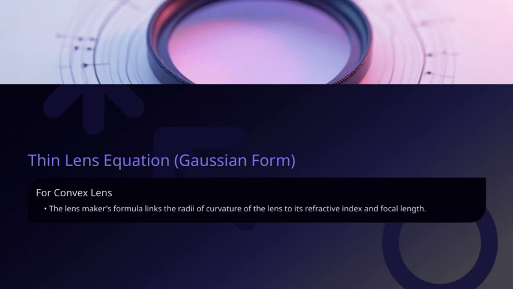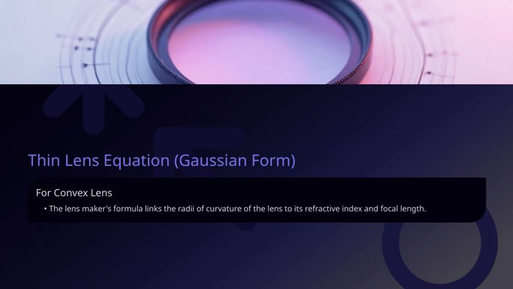Now let's take a closer look at the lens maker's formula. This formula is really fundamental because it connects the radii of curvature of a lens to its refractive index and its focal length. Essentially, it helps us understand how the shape and material of a lens influence its focusing power. When we're dealing with a convex lens, the formula allows us to see how changing the curvature or the material affects the focal length. It's like a bridge between the physical shape of the lens and its optical behavior.